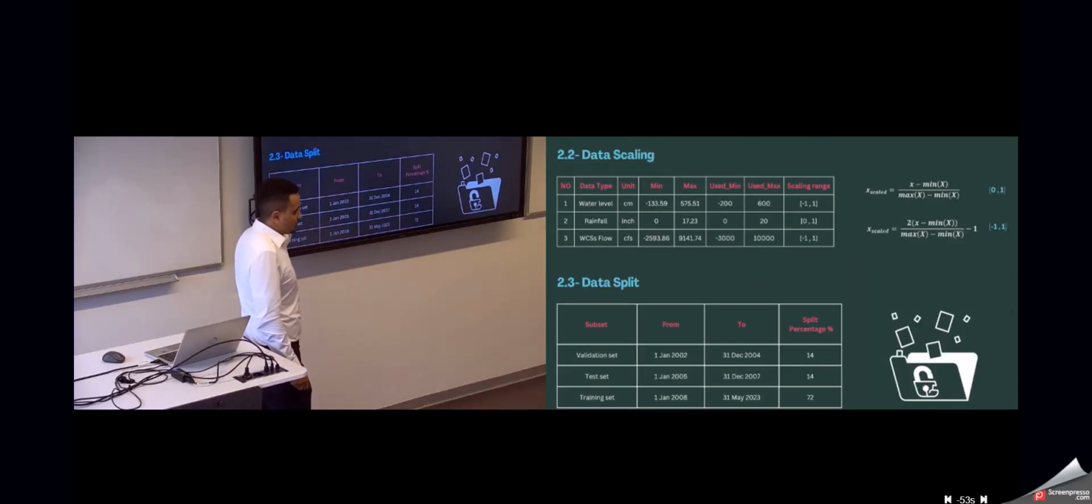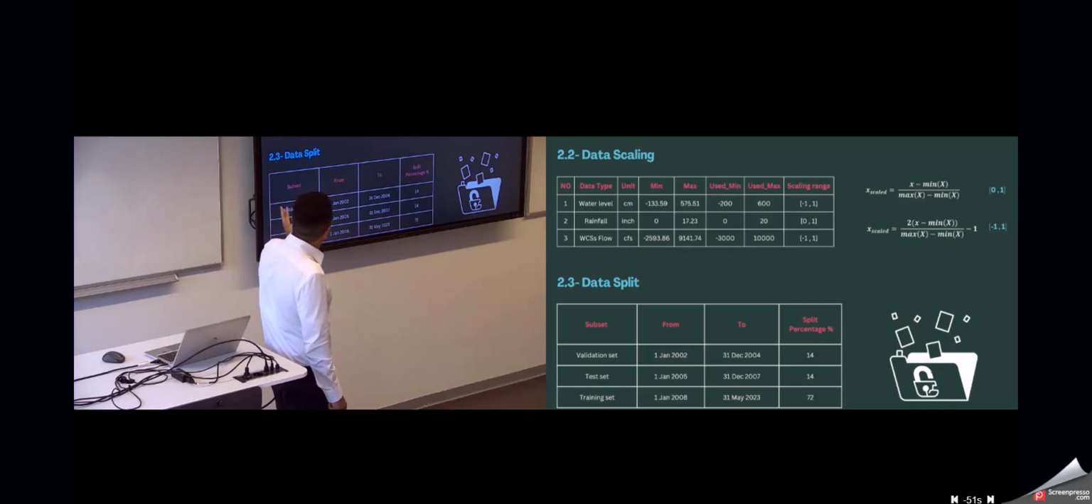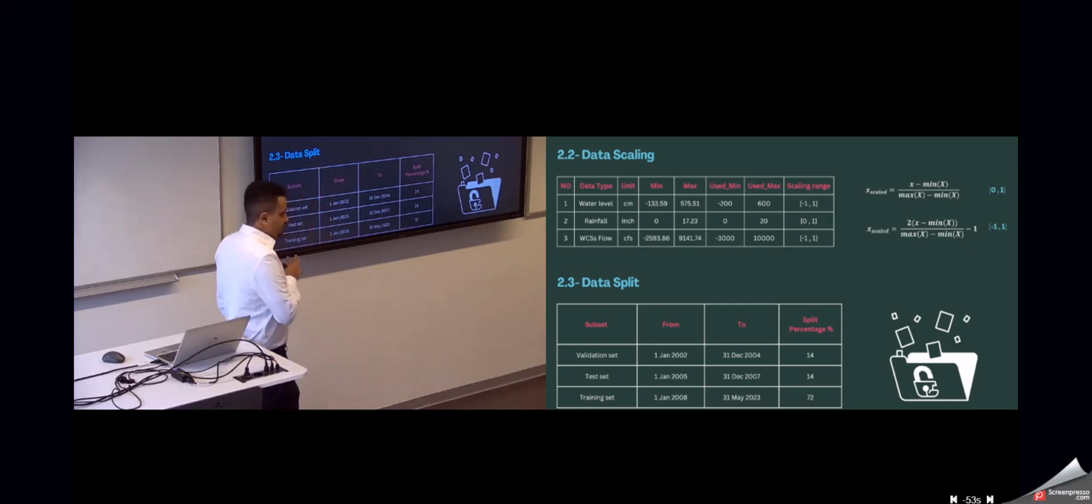Okay, in machine learning modeling, there is a very important step, which is data scaling and data split. So in this research, the data were scaled in the range of -1 and 1 using this formula, and we also calculated the minimum and the maximum for each data. For the data split, we split the data into 3 sets: validation set, test set, and training set. The validation set takes the first 3 years of daily data. The test set, the second 3 years, and the remaining is for the training set.